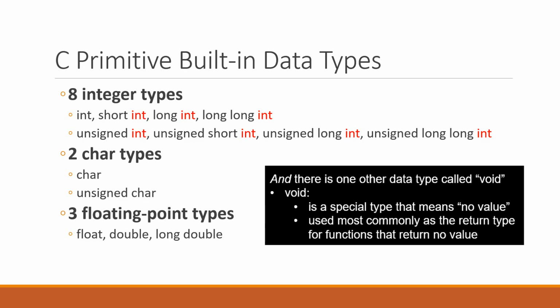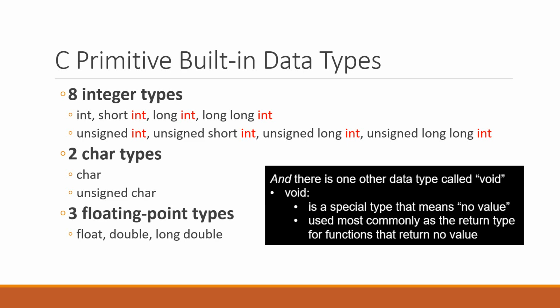Additionally, there are 4 unsigned integer types, which can only store non-negative numbers. 1. unsigned int, unsigned version of int. 2. unsigned short int, unsigned version of short int. 3. unsigned long int, unsigned version of long int. 4. unsigned long long int, unsigned version of long long int.